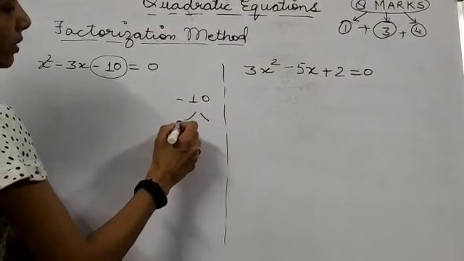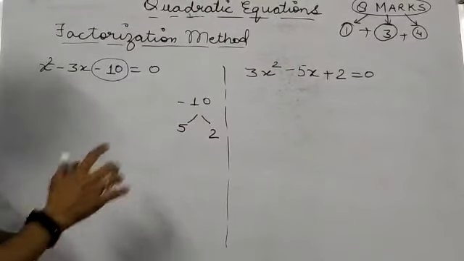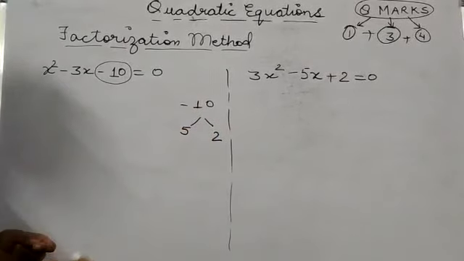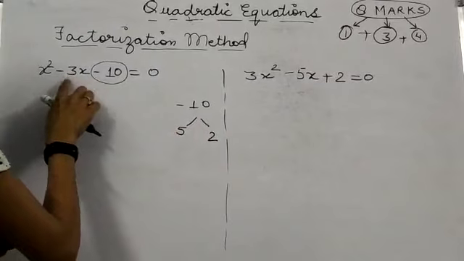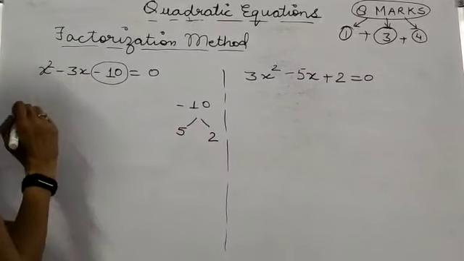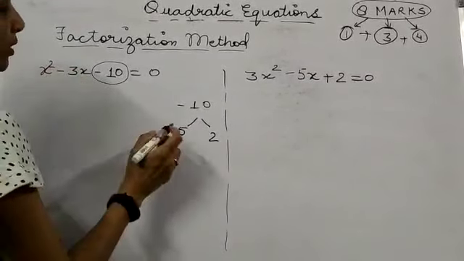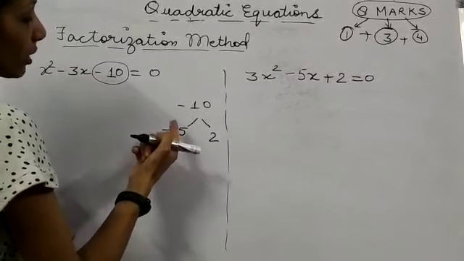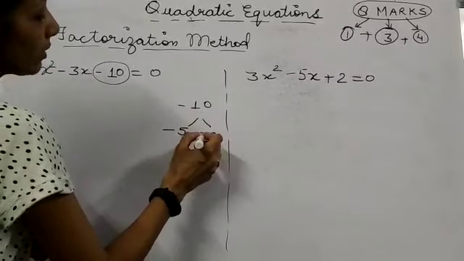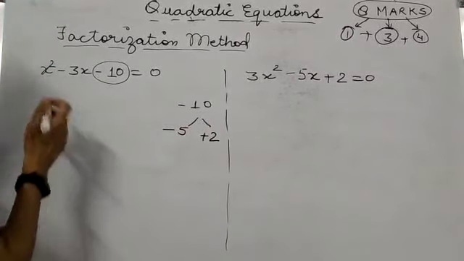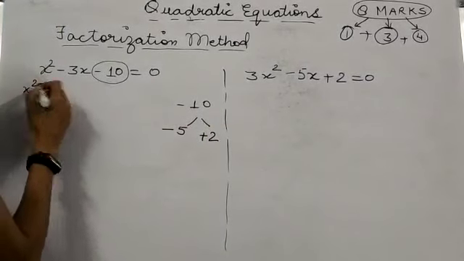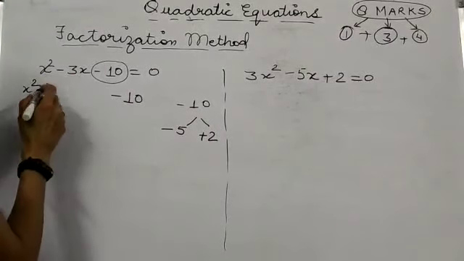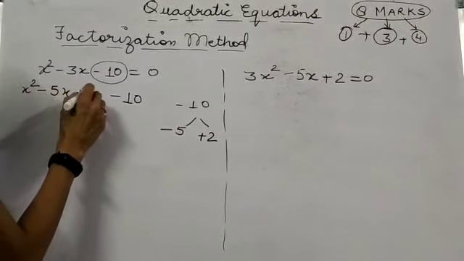Now 10 can be written as 5 into 2. Now here 10 is having minus sign. So which term to give minus sign? This sign will be decided by this term. Here it is minus 3. So to obtain minus 3, I have to give minus sign to 5 and plus to this 2. So I can write it as first term as it is, last term as it is, and minus 3x can be replaced with minus 5x and plus 2x.